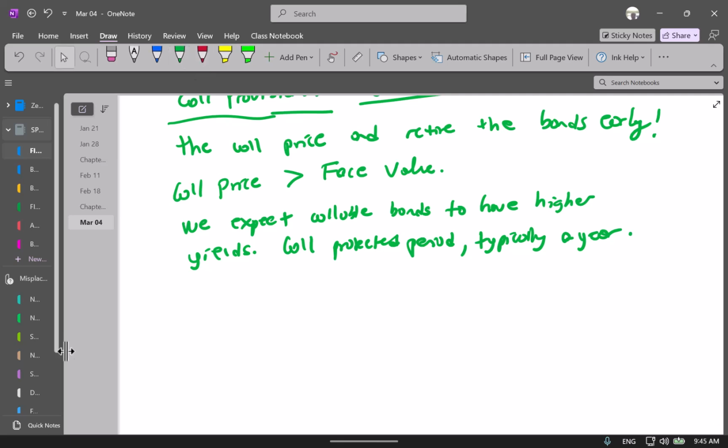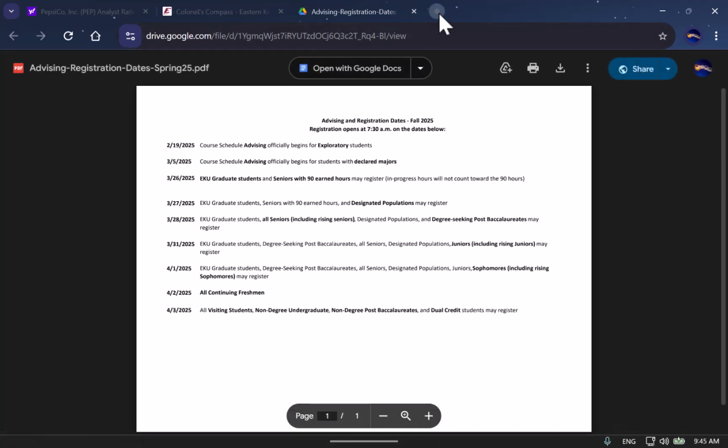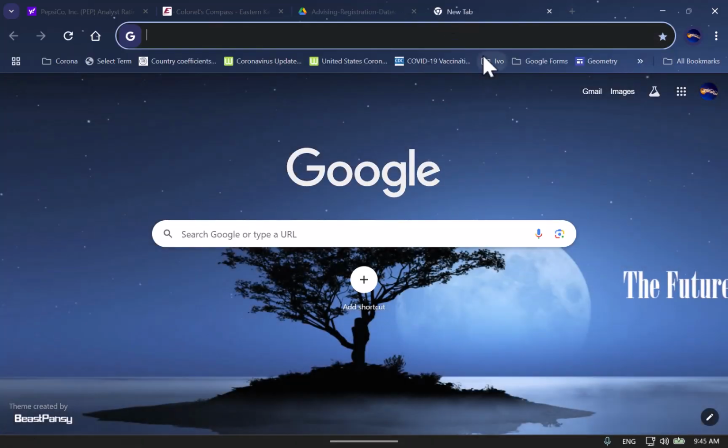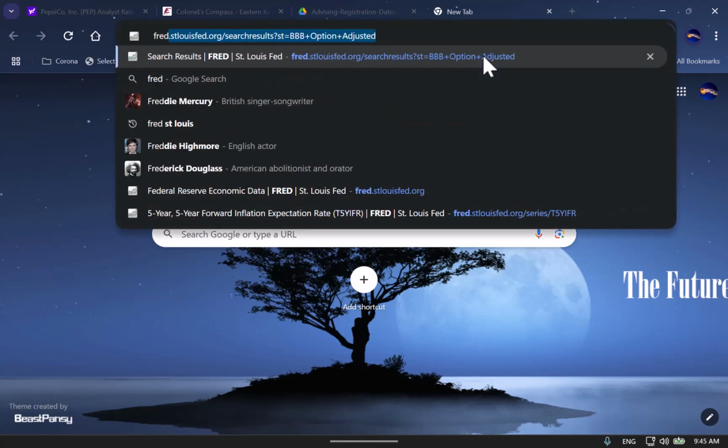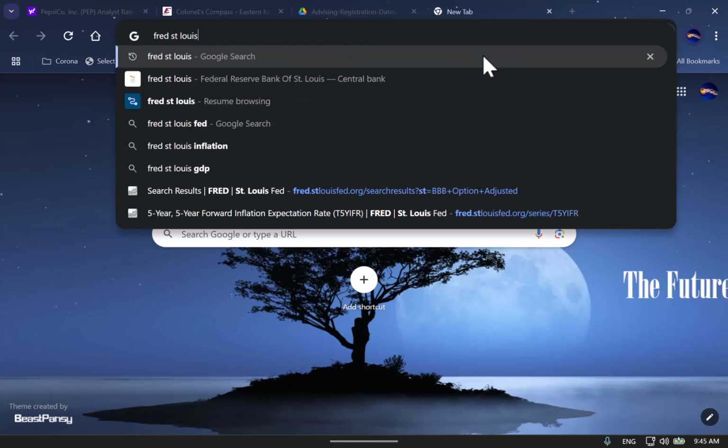If you want to see the kind of the spreads, there's a database maintained by Federal Reserve St. Louis branch. It's called FRED, short for Federal Reserve Economic Database. If you type FRED St. Louis, you can get the link.